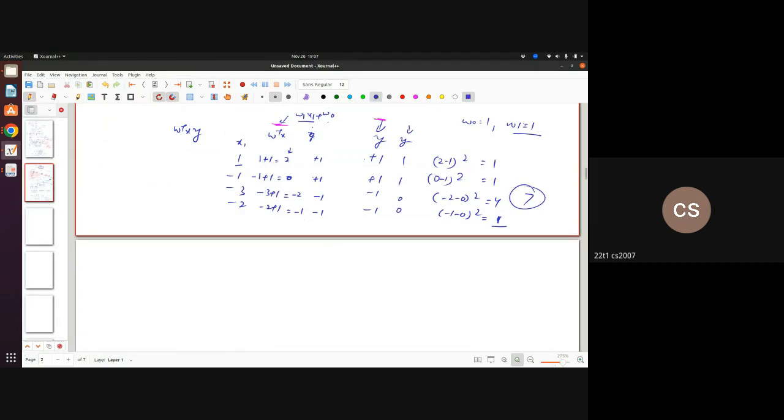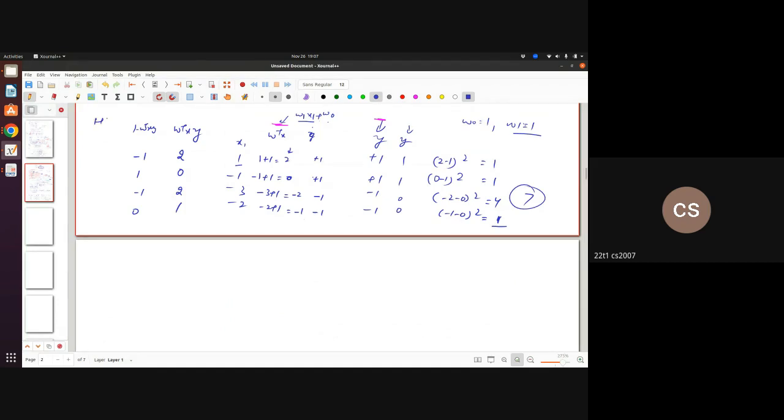W transpose X into Y, that is 2, right? And this is 0, and this is 2, right? W transpose X into Y, 2, 1, right? This is what we get. Now, 1 minus W transpose XY will be 1 minus 2, minus 1. 1 minus 0, 1. 1 minus 2, minus 1. 1 minus 1, 0. Max of 0 and this.